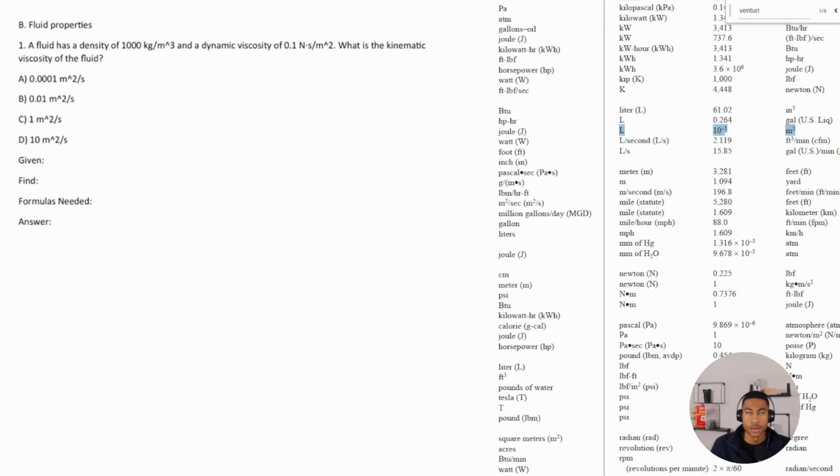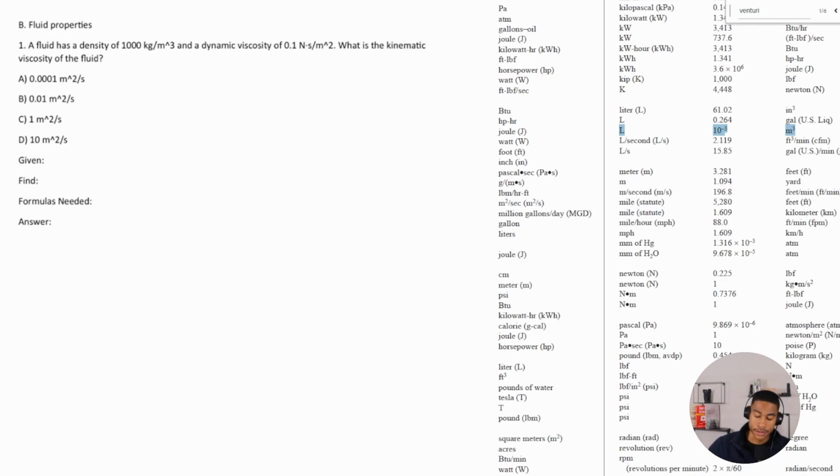All right, so welcome back to the fluid mechanics section of the Civil FE exam review. Today we're going to be looking at fluid properties, and so I have a few practice problems for y'all to go through. And so again, units are going to be key for us, and so let's go ahead and dive right in.